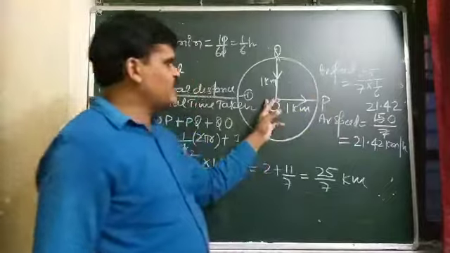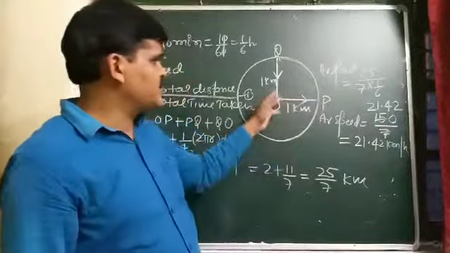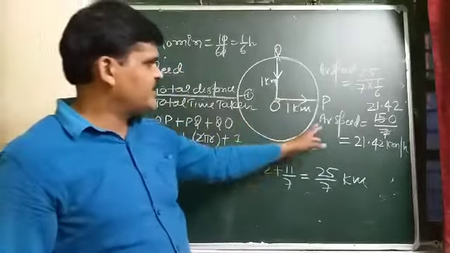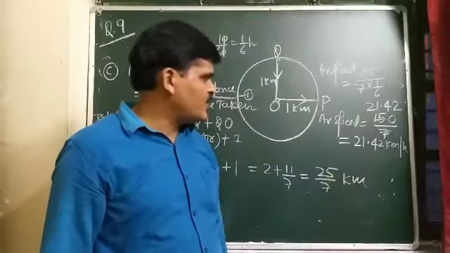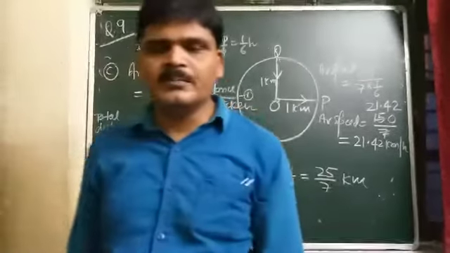So net displacement of cycle is 0, and displacement is 0. So average velocity will also be 0, but average speed comes out to be 21.42 kilometer per hour. Thank you.